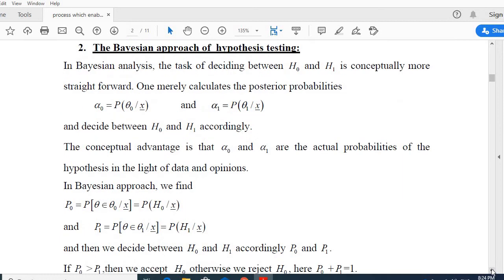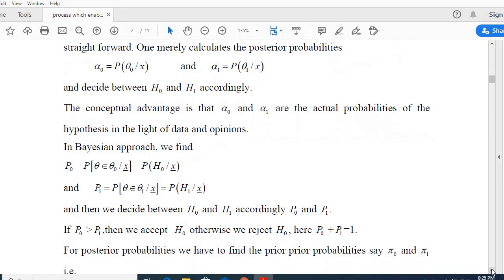In Bayesian approach, we have P naught is equal to P(theta belongs to theta naught | x) for given data x, or P(H naught | x). P1 is equal to P(theta belongs to theta 1 | x) for given data x, or P(H1 | x), and then we decide between H naught and H1 accordingly, based on P naught and P1.